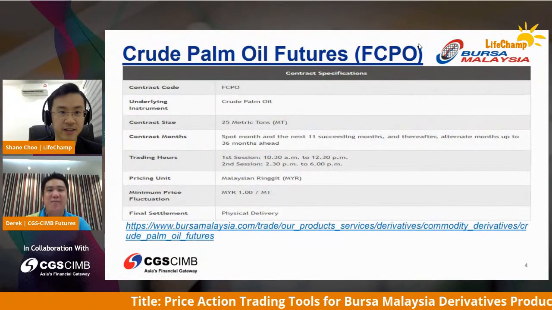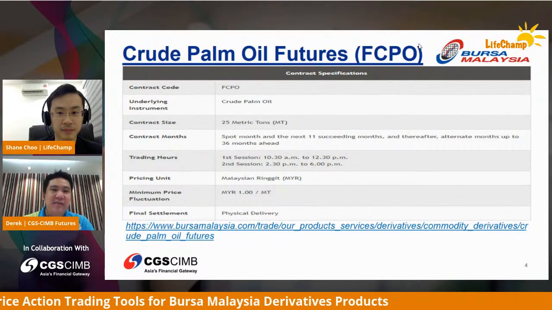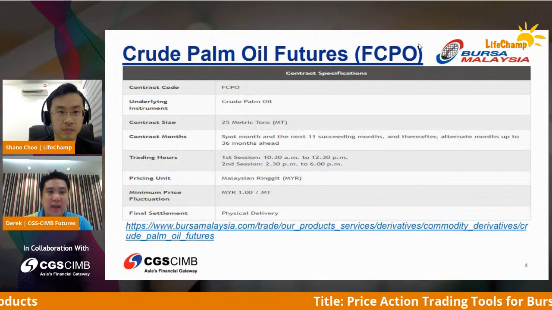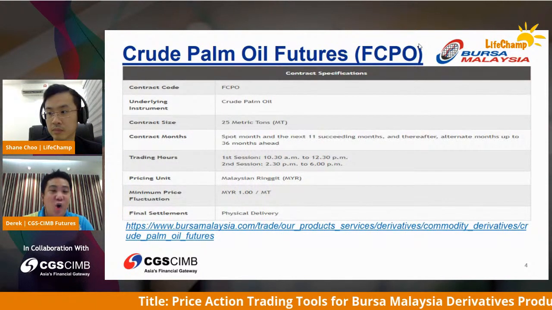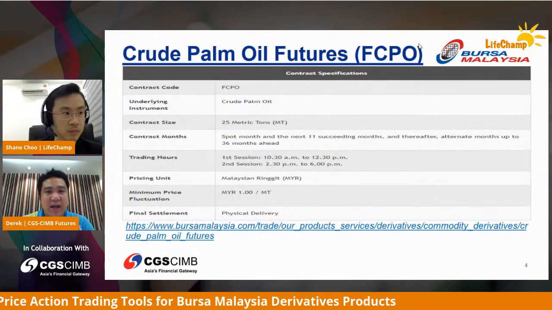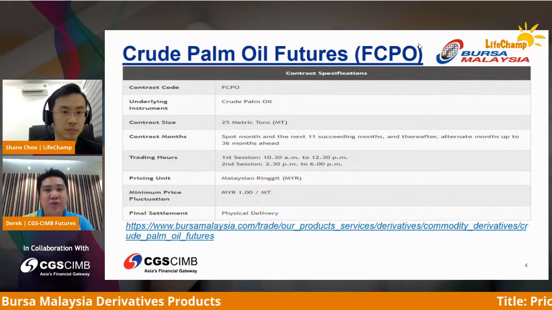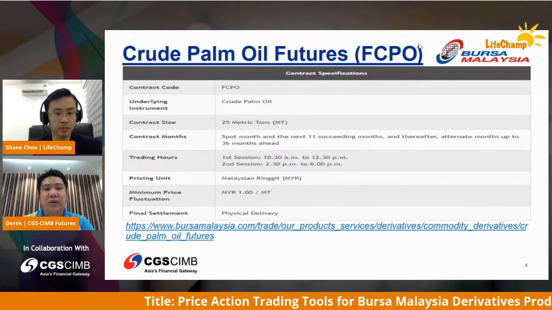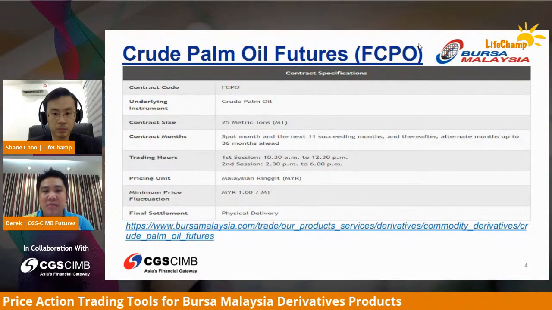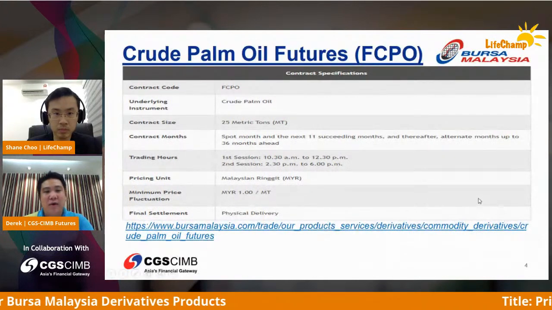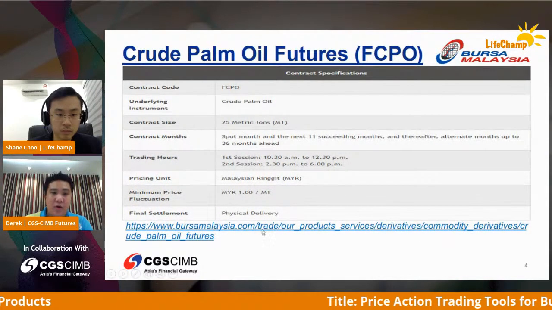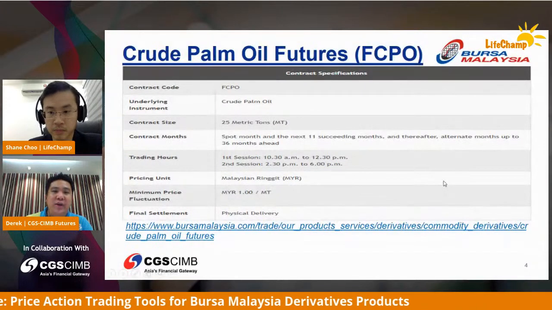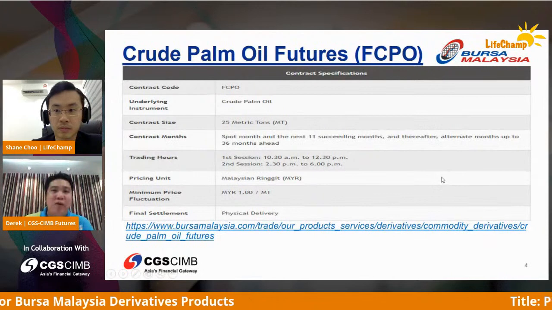Crude palm oil futures by Bursa Malaysia. This is one of the products offered by our local exchange, Bursa Malaysia Derivatives, and it is one example of commodity futures. If you would like to know more, you can go to the Bursa Malaysia official website. You can find more details regarding this futures contract, like the trading hours, contract size, contract months, and the minimum price fluctuation as well. I already put a link on my presentation slide, so you can go for it if you wish to know more details. This is just an example of a commodity.